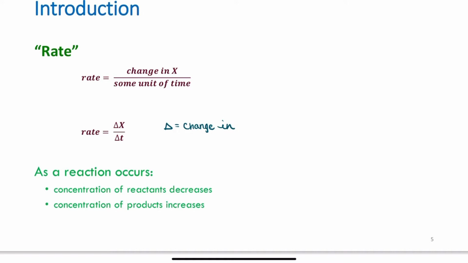So as the reaction occurs, the concentration of the reactants is decreasing and the concentration of the products is increasing because reactants are being consumed and products are being produced.